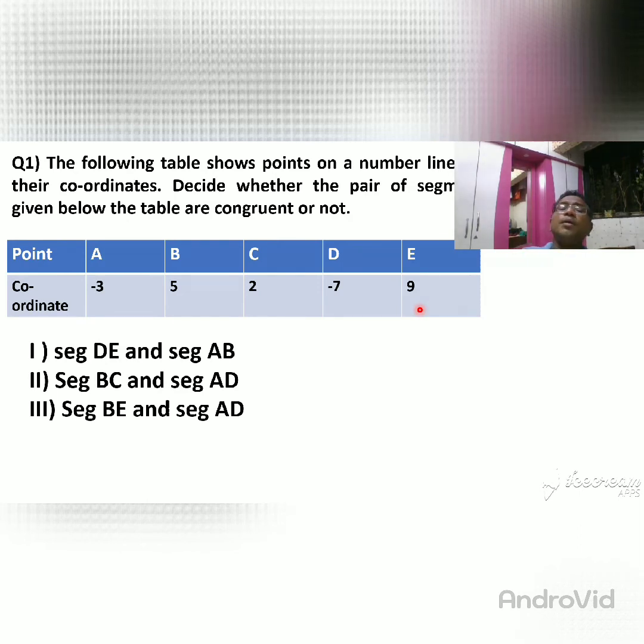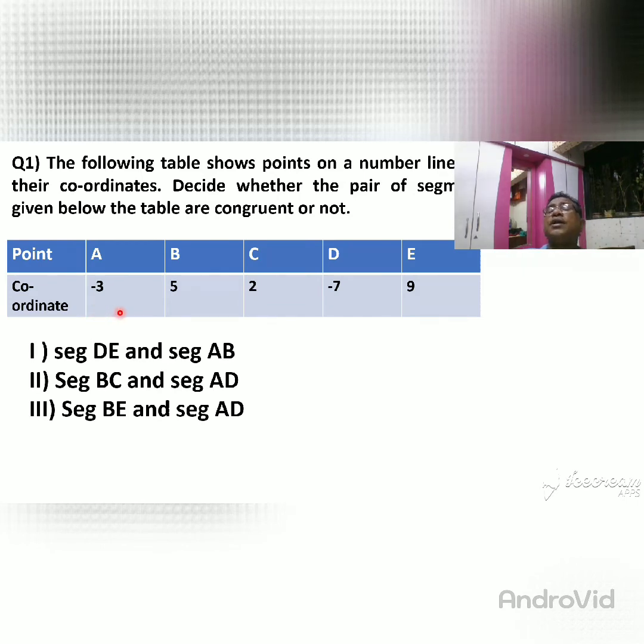I will show you, but here is the table, so I am explaining this. So DE is equal to 16. Then here is segment AB. A point's coordinate is minus 3, and B point's coordinate is 5. Which is the greater? 5 is greater than minus 3.